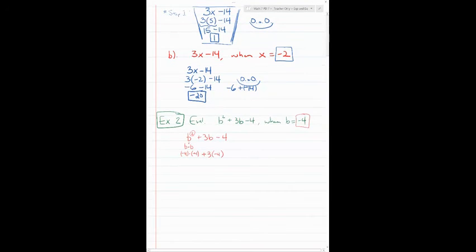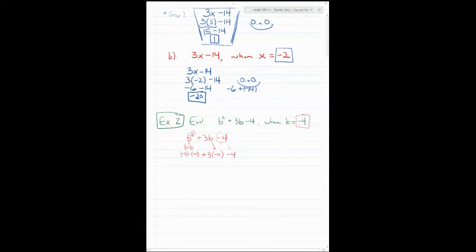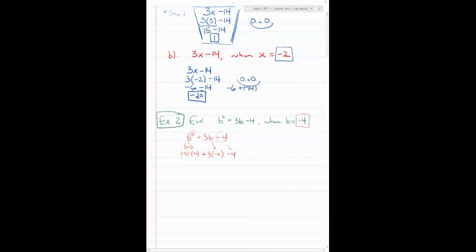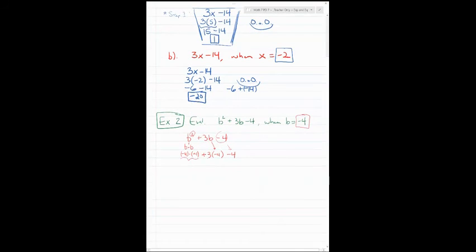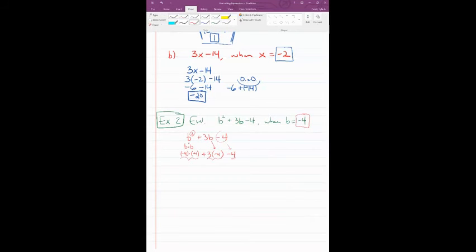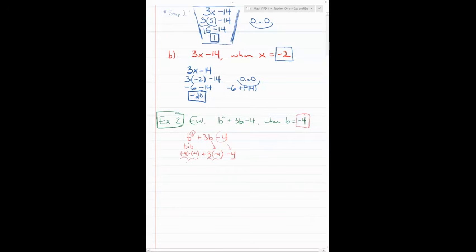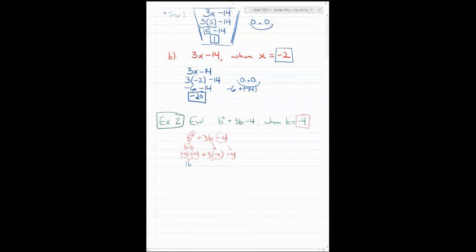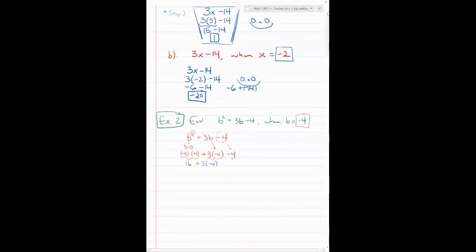Plus 3 times negative 4. That's this b being substituted for negative 4. Minus 4. That is our constant. So those are our three terms: negative 4 times negative 4, plus 3 times negative 4, minus 4. So using the order of operations, negative 4 times negative 4 is a positive 16, plus 3 times negative 4 minus 4.